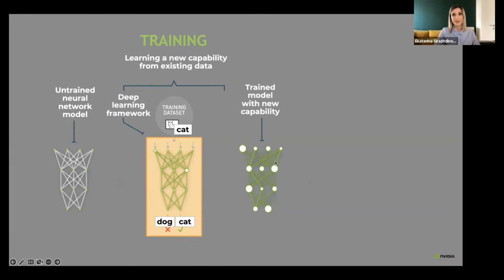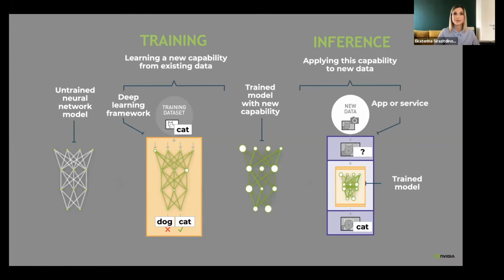And the next stage of a neural network is called inference. By inference, we understand applying this learned capability to new unseen data. So if, for example, we have trained a neural network by showing it thousands of cat images, we got a network which is able to recognize cats. And now if we show an image of an unseen cat, the network will still be able to predict there is a cat in this image.